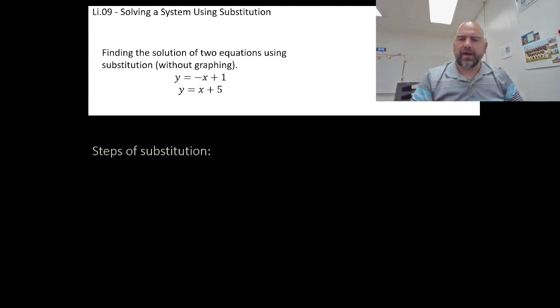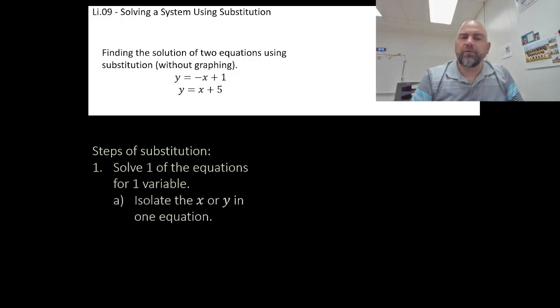Now I put in there "without graphing" because graphing is another method that we can use to solve, but I don't want to use graphing for this one. I want to use substitution as it's a different method we can do without using graphing software or drawing anything out. So the first thing that we're going to do, and I'm going to go through 5 steps with how to solve here. Step 1 is to solve one of the equations for one variable. That means we want to isolate x or y in one of our equations.